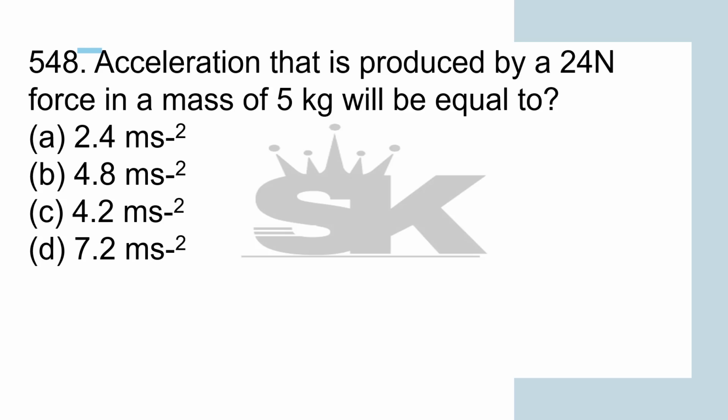The acceleration that is produced by a 24 Newton force on a mass of 5 kg will be equal to... we know the formula F equals ma. Here F equals 24 Newton, mass is equal to 5 kg. F equals 24, mass equals 5 into a. We want to know the acceleration, so 24 by 5, that is 4.8 meter per second square.